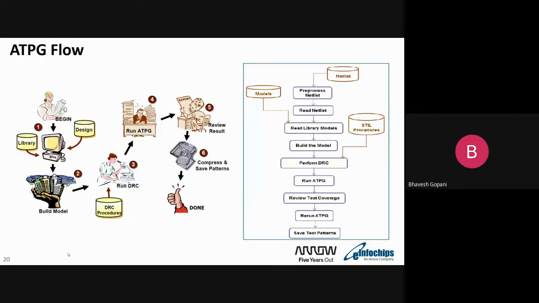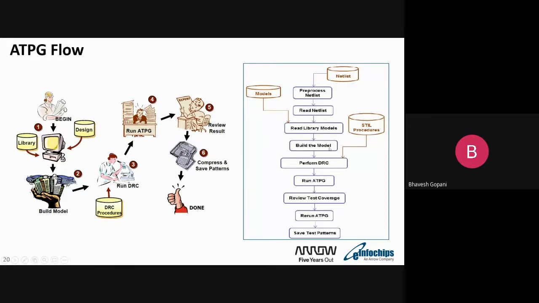So here also we need to do some DRC checks and build the model. I'll go through the steps only. Here we already have the scan inserted netlist. In the ATPG environment, I need to read the netlist and read the libraries, and based on that it will create the model. After that, the next stage is building the model.